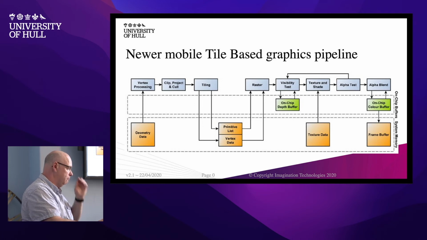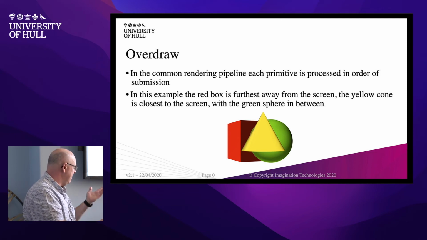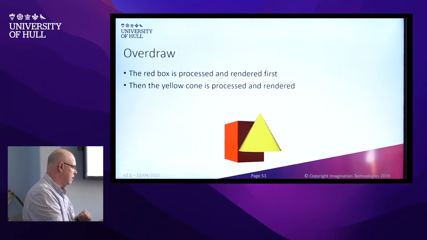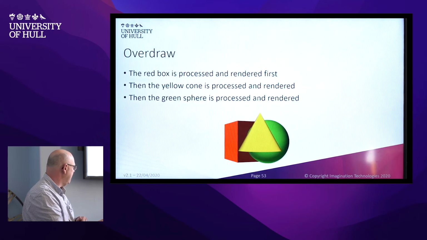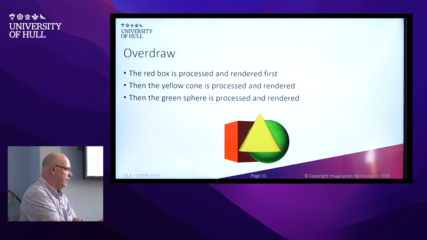I mentioned overdraw. So I just want to show you an example of that for those of you that haven't done any graphics before. Traditionally, in fact on most hardware even now, the order in which you submit geometry is how it's rendered. So let's say in our scene, we submit the red box first, then the yellow cone, followed finally by this green sphere. It gets rendered, but hopefully you can see that there is definitely some overdraw here.